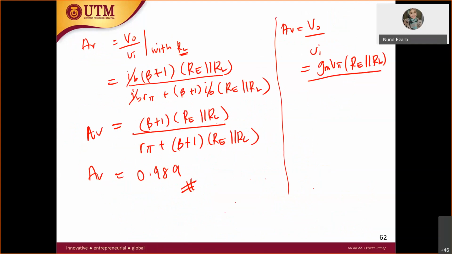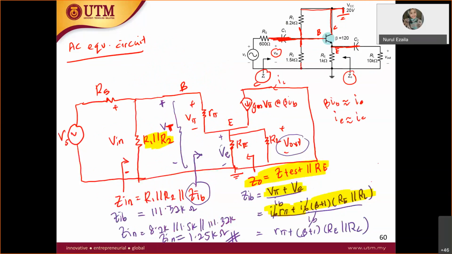This is not wrong. This is the same thing. And then the V in, V pi. I want to take V in. This V in is V total, but I want to take V pi plus this V out voltage, which is the same thing just now on top, which is gm V pi times RE parallel with RL.